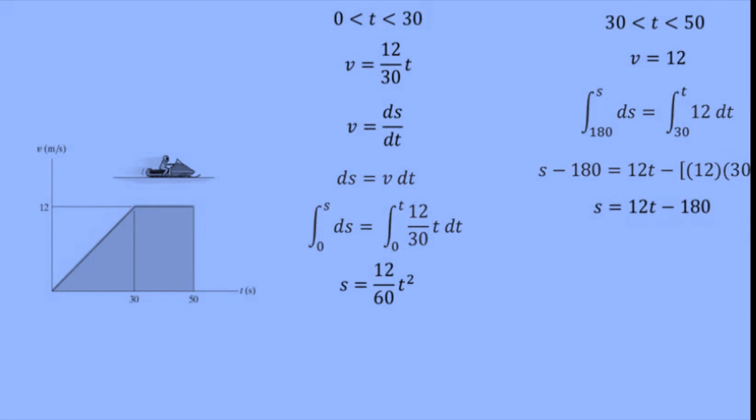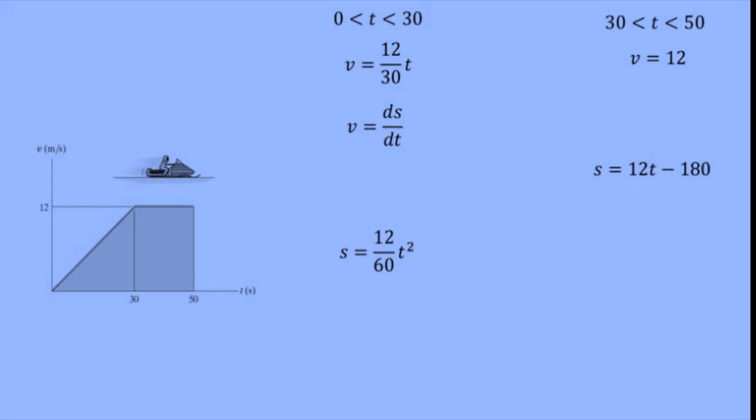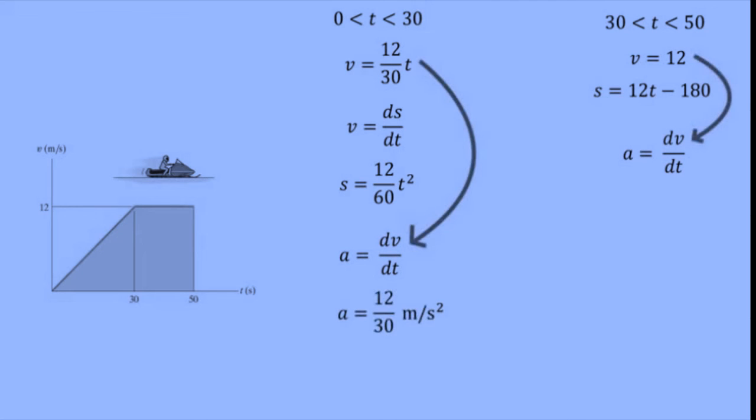Let's focus on acceleration. If the question asks for acceleration, you just take the derivative of your velocity equations, because a equals dv over dt, and you will get acceleration equations for each segment. In this example, we get 12 over 30 meters per second squared for the first segment and 0 meters per second squared for the second segment. You can then plot those against time.